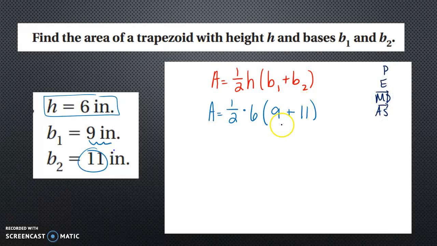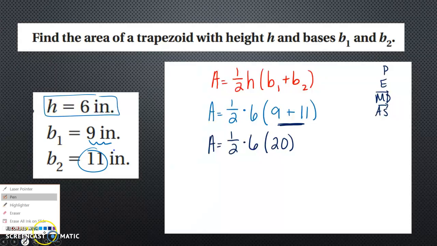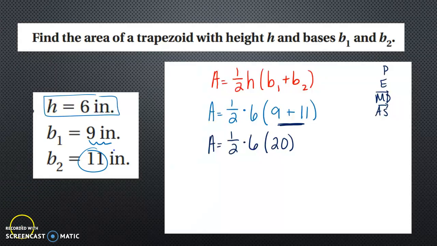So we need to do what's in parentheses first. There's going to be a few more lines than just the 3 or 4 we've been used to. We're going to copy down what we haven't used yet, 1/2 times 6. And we're going to find the sum of 9 and 11, which is 20. Now we're left with just multiplication, because remember, when we have a number right next to a set of parentheses, that means to multiply. So we're going to take 1/2 of 6.